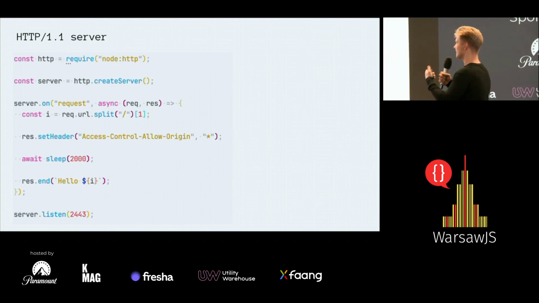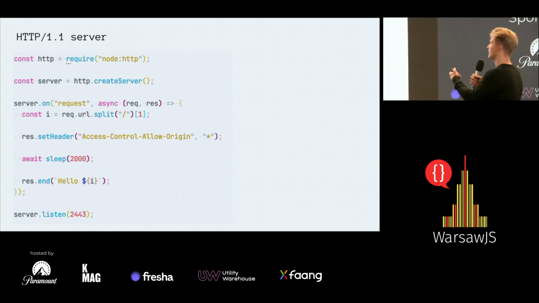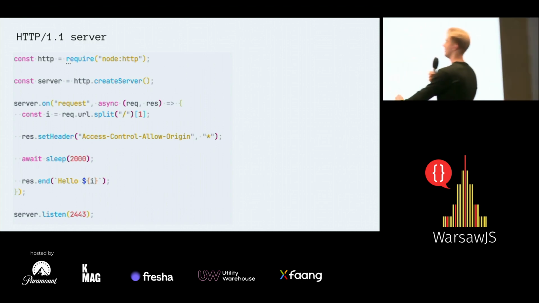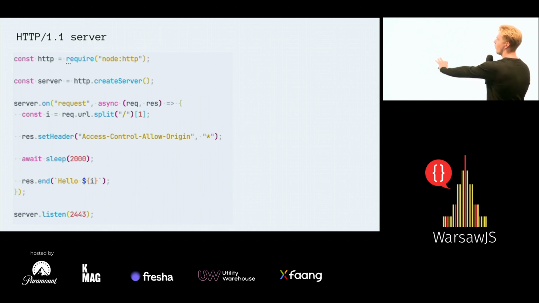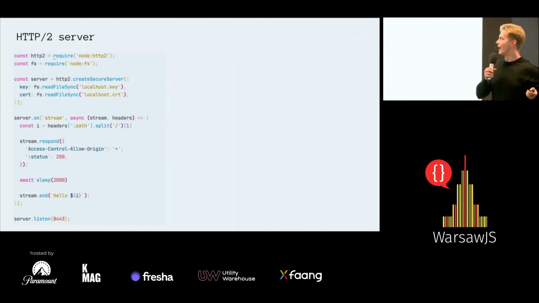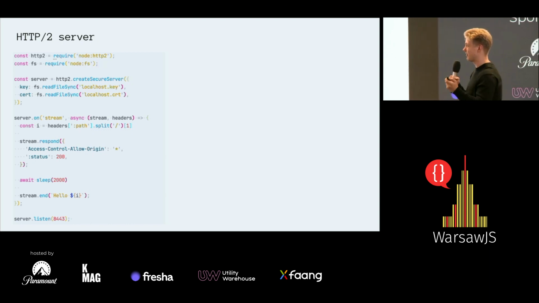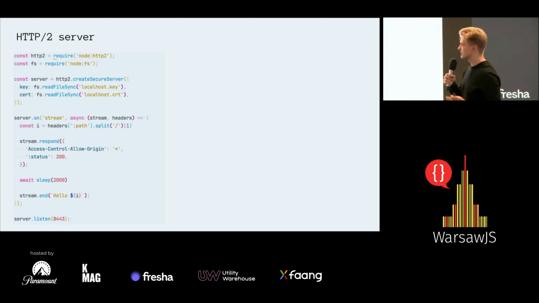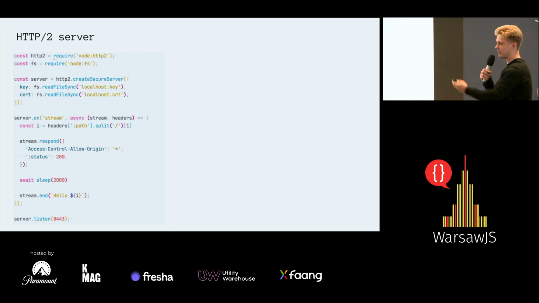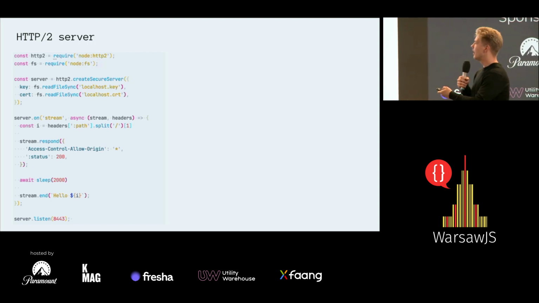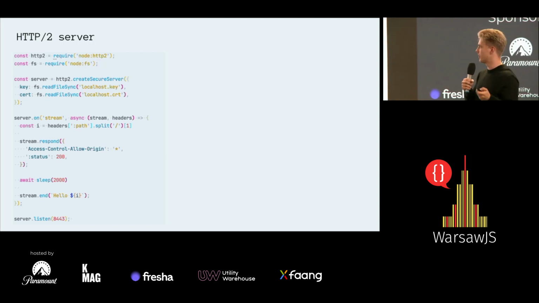So this is a small server using HTTP1. Really nothing surprising here. It's just a request to our server, it waits for 2 seconds and responds with a number that we gave through parameters. The HTTP2 server does exactly the same thing, with slightly different code because it has a different API. We use HTTPS here. It must be enforced. But yeah, it waits for 2 seconds and responds with a number.